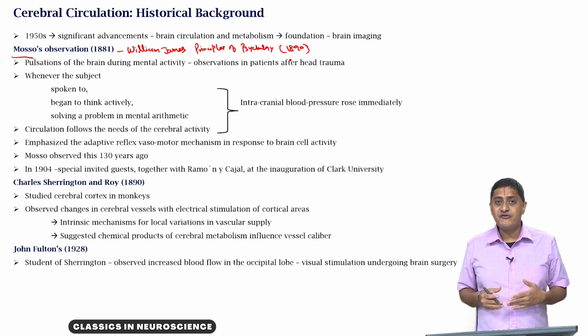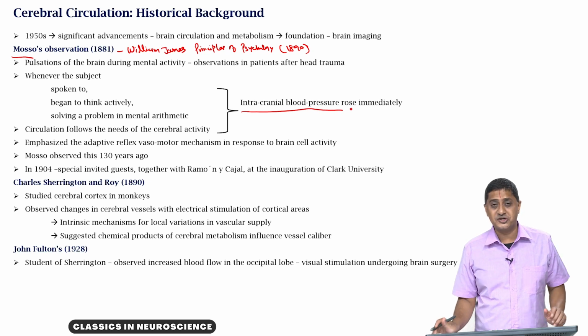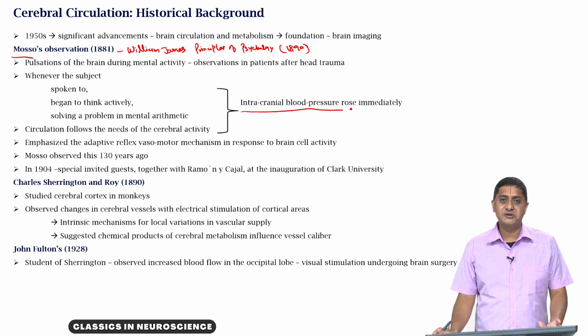blood flow increased, increasing the intracranial blood pressure. So the intracranial blood pressure rose almost immediately. So mental activation, thinking, doing mental arithmetic, listening or doing some mental activity essentially increases the blood flow to the brain. Today that seems obvious, but it was not obvious in the 1880s and 1890s.